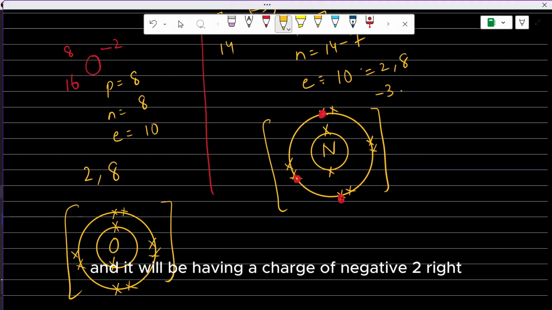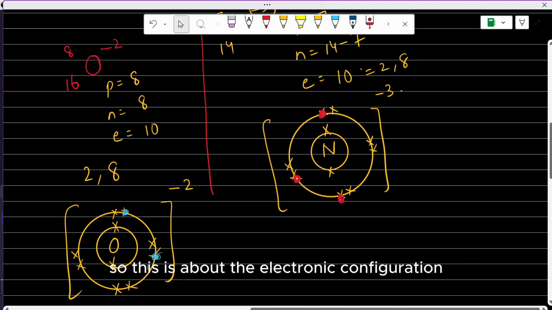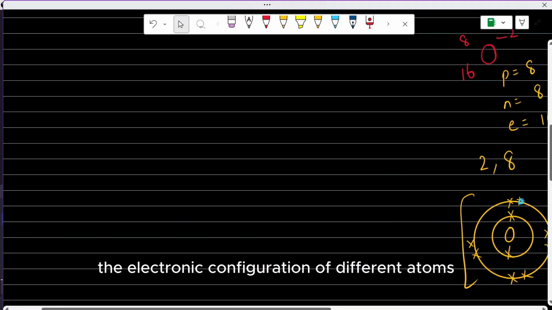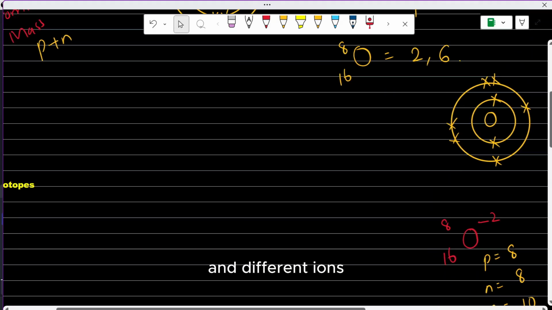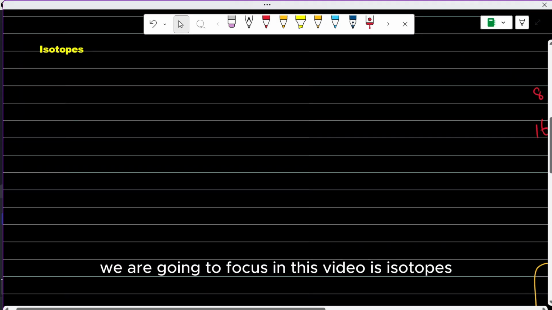And it will be having a charge of -2, right? And you can also represent the electrons which are gained with the dots, right? So this is about the electronic configuration, and this is how you draw the electronic configuration of different atoms and different ions, right? The next part we are going to focus on in this video is isotopes.